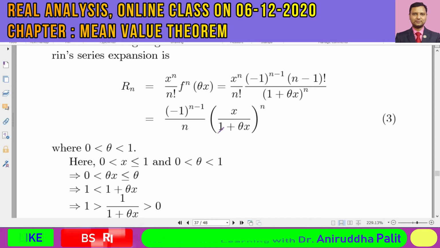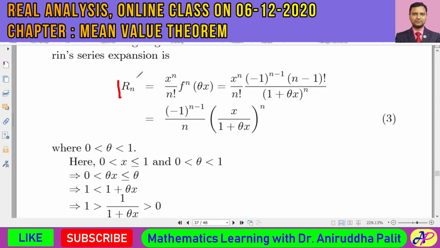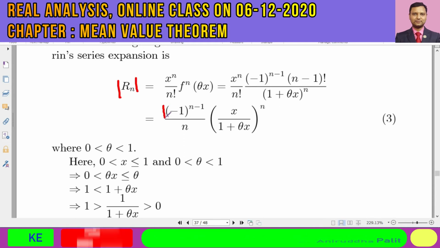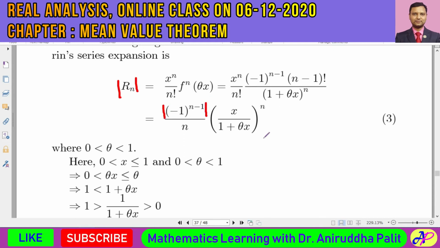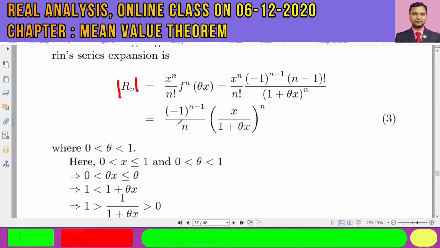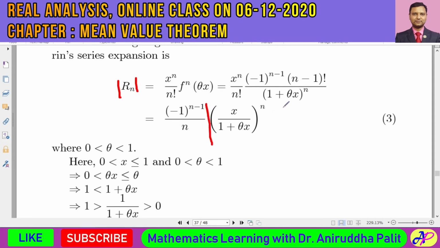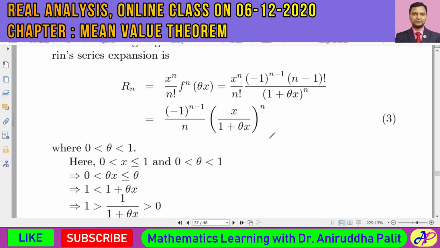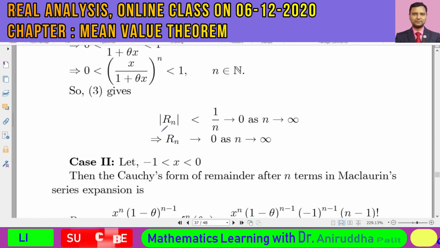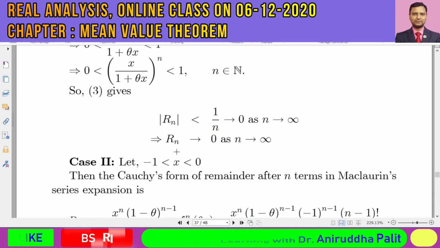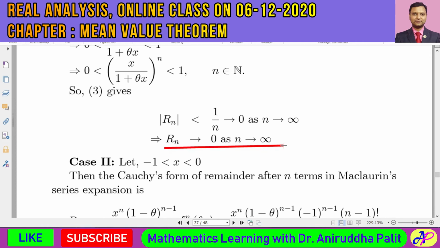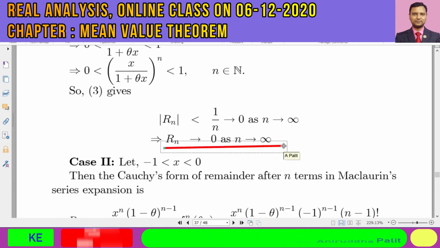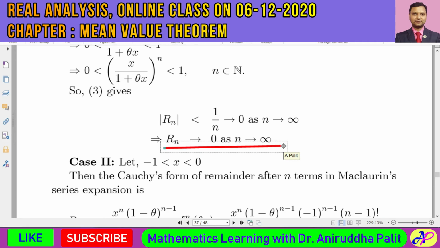Got it? So if we consider the modulus on both sides, the modulus of minus 1 whole to the power of n is equal to 1, and the modulus of this kind of expression is always obviously less than 1. So ultimately we can say that the modulus of Rn is less than 1 by n. Got it? And this 1 by n tends to 0 as n tends to infinity. Therefore we can conclude that Rn tends to 0 as n tends to infinity, in the case when x is a positive number less than or equal to 1.